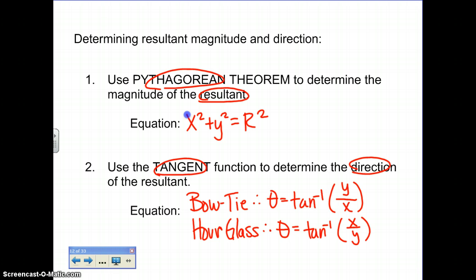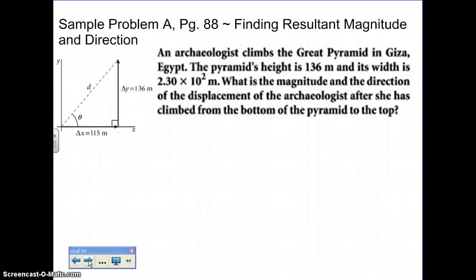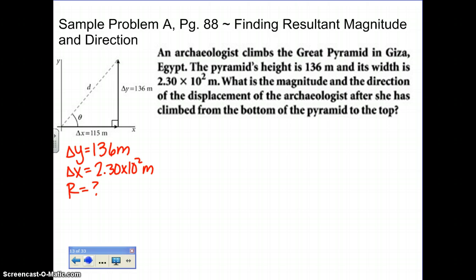Think back to when we drew those bow ties and hourglasses, okay? Where is your opposite, where is your adjacent, where is your hypotenuse in relationship to theta? Okay, so let's try this first problem here together. For this first problem, it says that an archaeologist is climbing, so that's a delta y, of 136 meters. The pyramid itself is 2.30 times 10 to the second meters wide, and it wants you to figure out her resultant in meters and her theta in degrees.